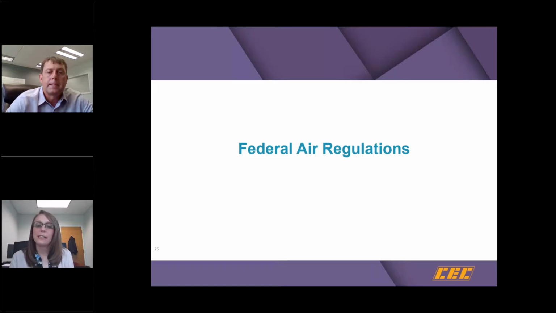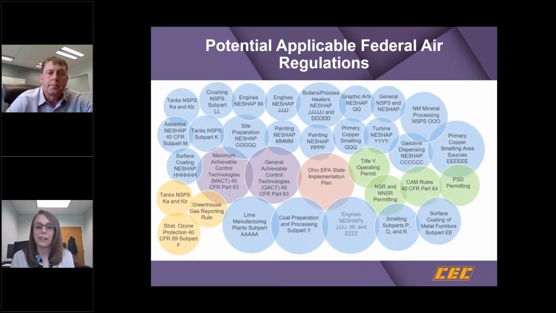Okay, so federal air regulations, we again could spend a significant amount of time on the federal air regs. This is just an idea of a very few of the federal air regulations that might apply to operations that I have had the privilege of working with or know to be pretty common in the Cuyahoga County, Cleveland area. So as you can see, there's quite a few. Yeah, and as Sarah said, this is just a snapshot. There are a lot more out there. New source performance standards and niche apps.